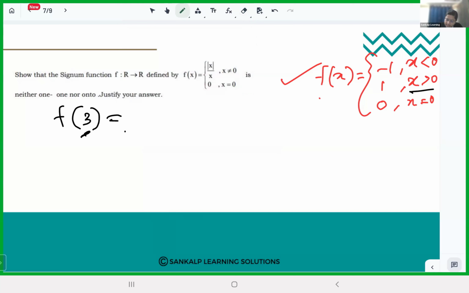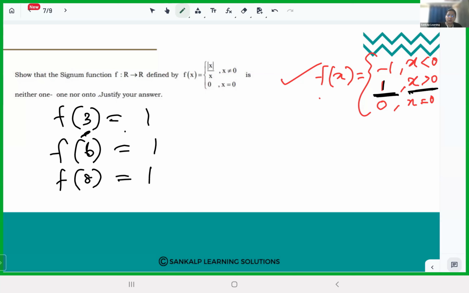When x is greater than 0, what is the value of the function? 3 belongs to this part, right? X greater than 0, 3 is a positive number. So what will be the value of the function? 1. F of 3 is equal to 1. Now I'm taking f of 6. That is also greater than 0, so the value of the function will again be 1. What is f of 8? That is also 1. Similarly, you can find numerous examples. If you take any positive value, the function maps it to 1 itself.